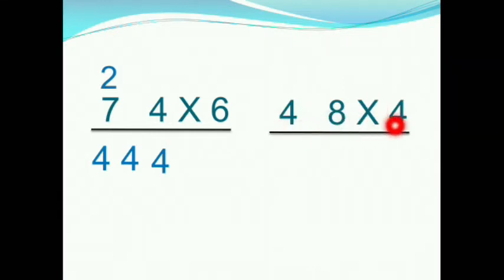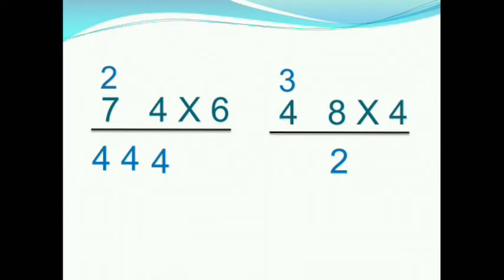48 into 4. Here, which number should we multiply first? Yes, first we should multiply 4 and 8. 4 eights are how much? Yes, 4 eights are 32. Write 2 in units place and carry 3 to tens place. Next, we should multiply 4 and 4. 4 fours are how much? Yes, 4 fours are 16.